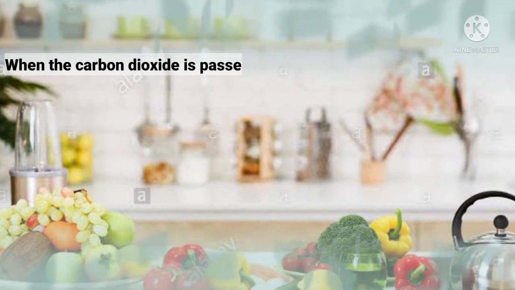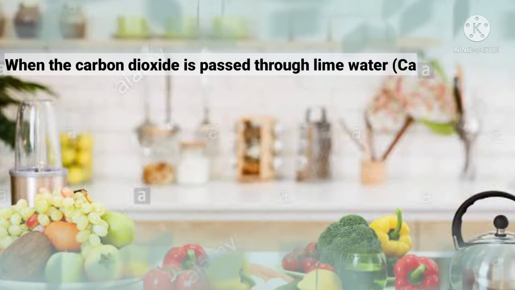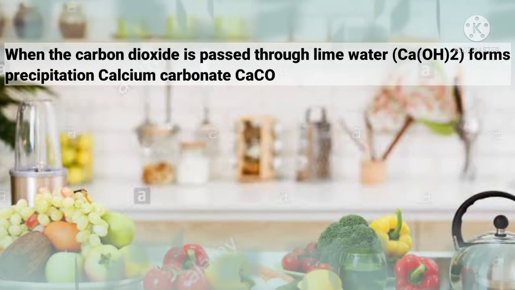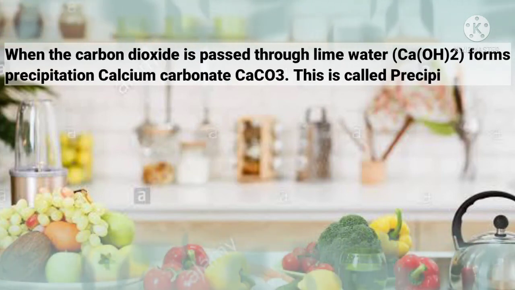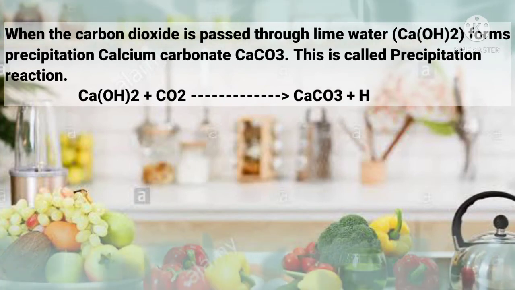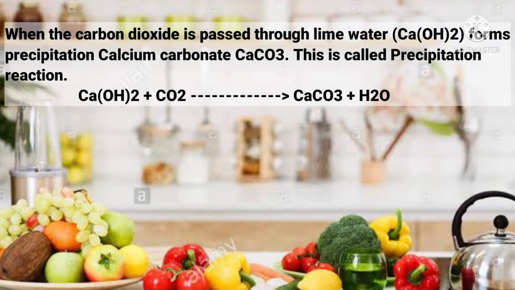The carbon dioxide formed due to the reaction between acids and metal carbonates is passed through lime water. When carbon dioxide passes through lime water, it forms a white precipitate and the solution becomes milky. This reaction is known as a precipitation reaction. Here, the precipitate is a white insoluble substance formed in the solution, and it always settles at the bottom of the test tube.